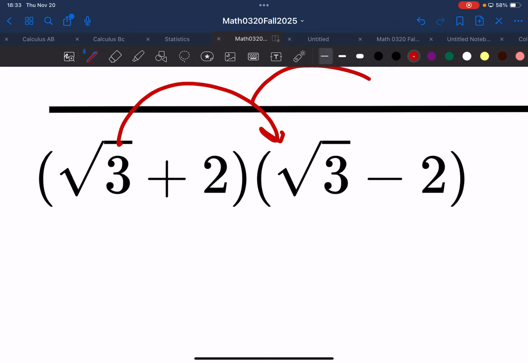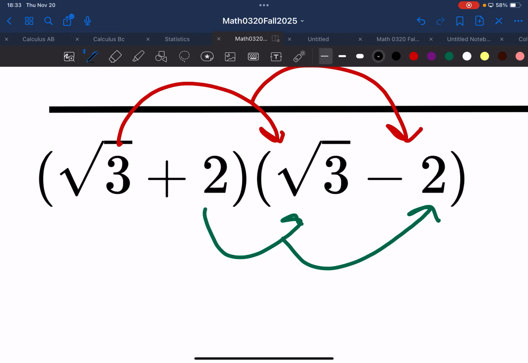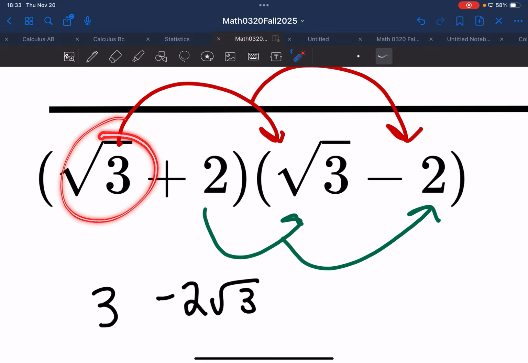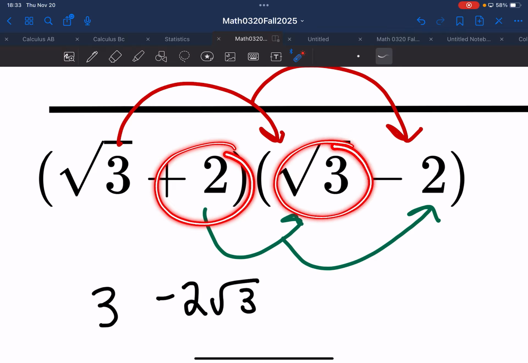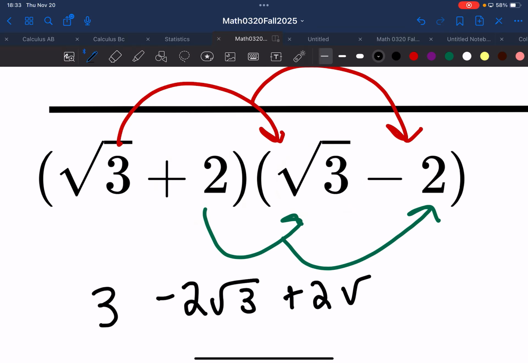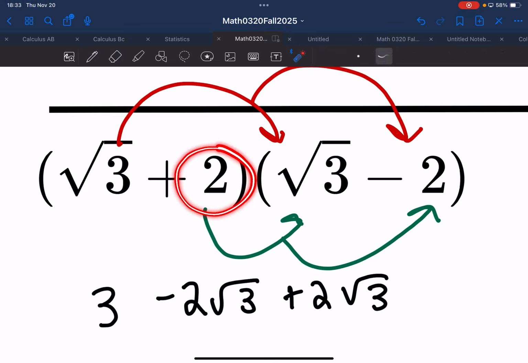So we're distributing the square root of 3 and then distributing the 2. And so we have the square root of 3 times the square root of 3, which is 3. Then the square root of 3 times negative 2, negative 2 square roots of 3, because remember, this one's a square root and this one's a coefficient, so we can't combine them. And then what about the next one? 2 times the square root of 3, positive 2 square roots of 3. And then lastly, we have 2 times negative 2, negative 4.